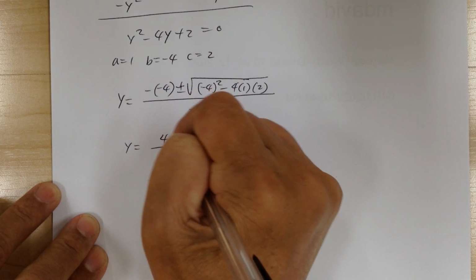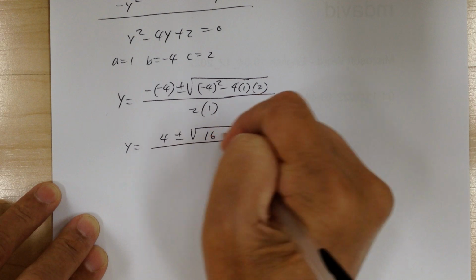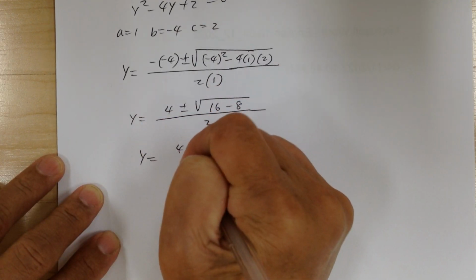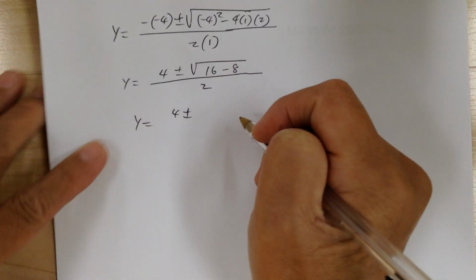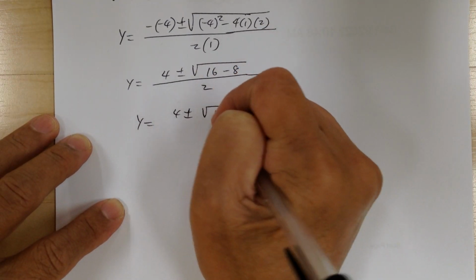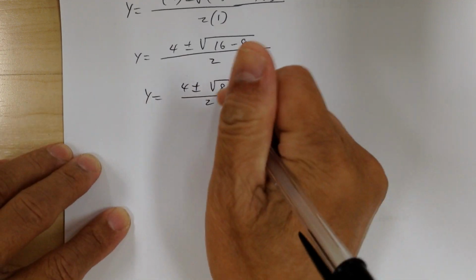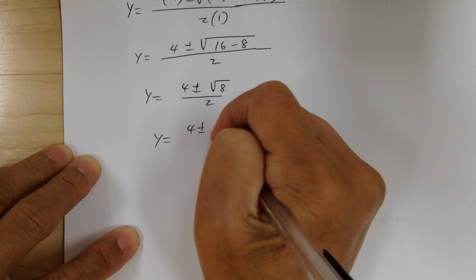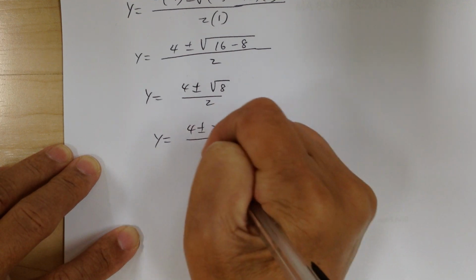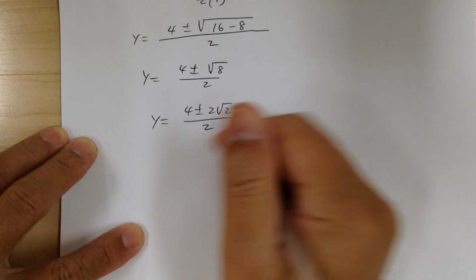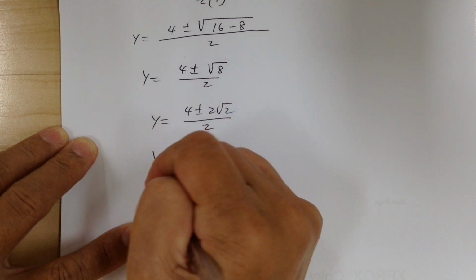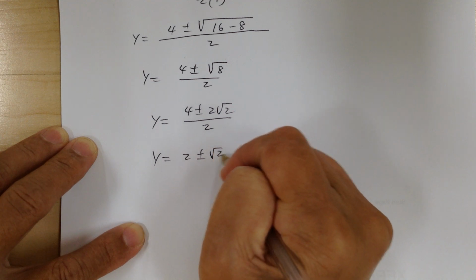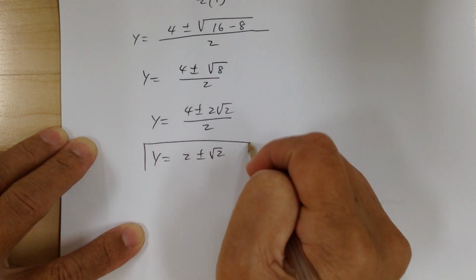So you got 4 plus or minus the square root of 16 minus 8, over 2. This gives me 4 plus or minus the square root of 8 over 2. Again, you have to simplify that. Go up to the side, you're going to get 2 square root of 2. Then after that, you can simplify by dividing by 2, so the 2 cancels out and you get this.